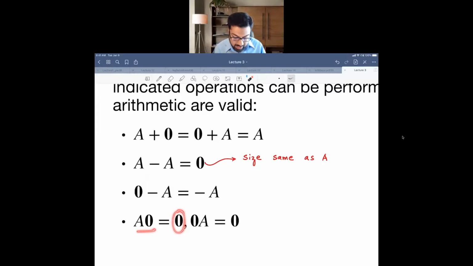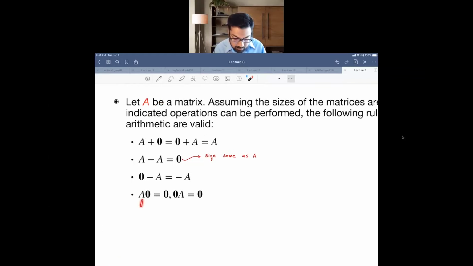Because you are taking A and you're multiplying with all zeros. So no matter what you have for matrix A, because you are multiplying with all zeros and adding those values up, you're going to end up with 0. Next, 0 times A equals 0. So you're taking all entries in 0. Or we just have to make sure that the sizes match up, right?